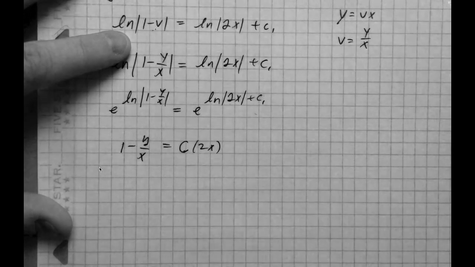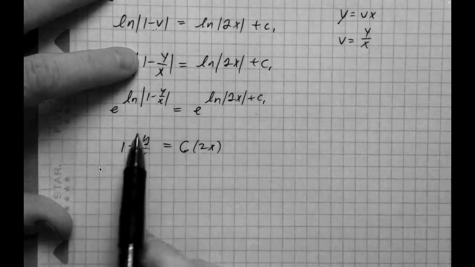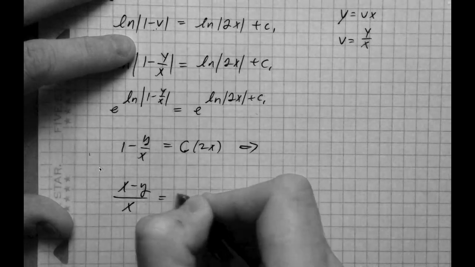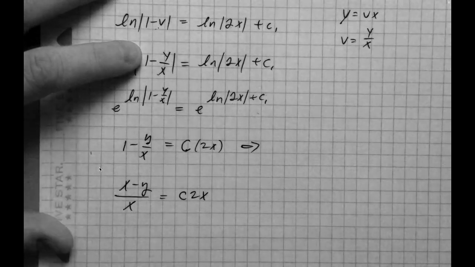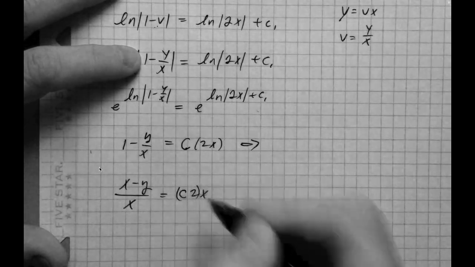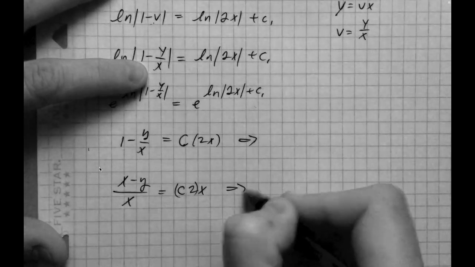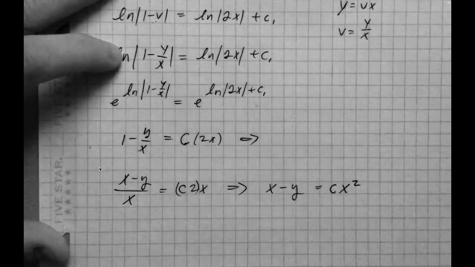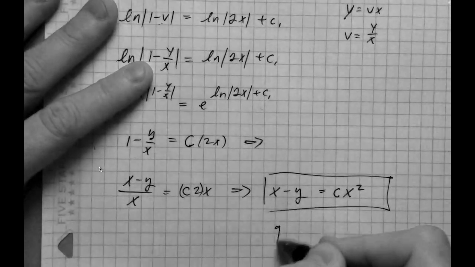Okay, and we can kind of clean this up a little bit. Let's write this as (x minus y) over x equals c times 2x, and we can group those. C times 2 will just become a new C. And let's multiply everything by x. So in the end, we get x minus y equals cx squared. Okay? And that would be the general solution.